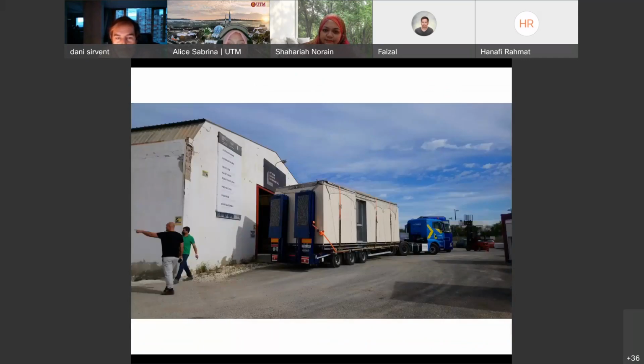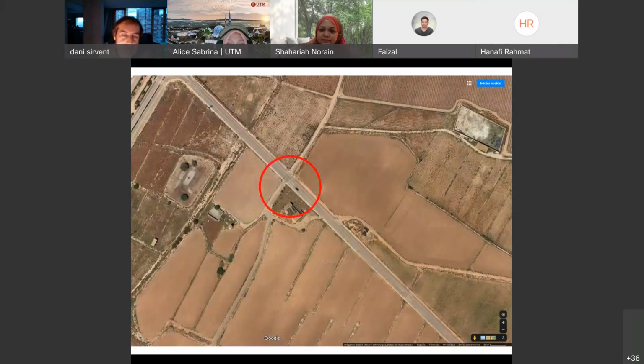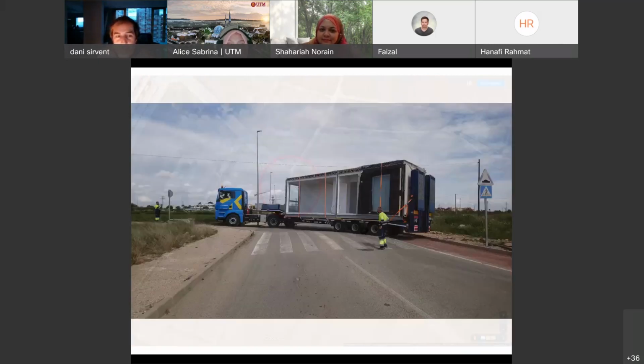Here you have the first truck out of the factory, and here it is in transport. We can transport these individual elements to the final place one by one. And here you can see how important it is to study the route, because here there is a 90 degree turn to the left, and here you can see the truck trying to make this 90 degree turn. So before designing these elements, you need to know exactly this route in order to avoid these problems.